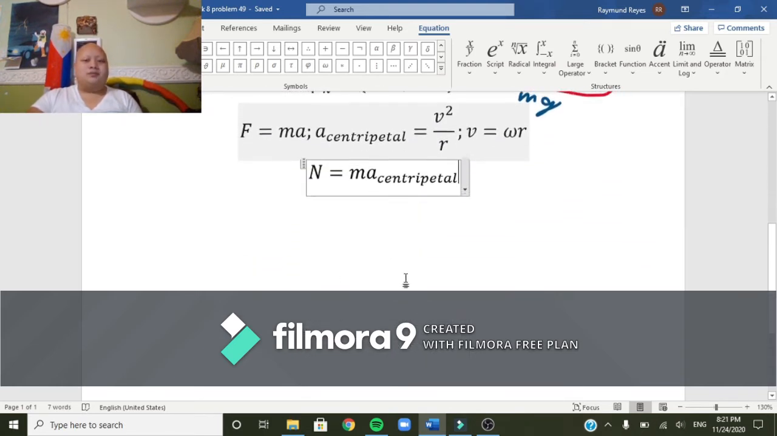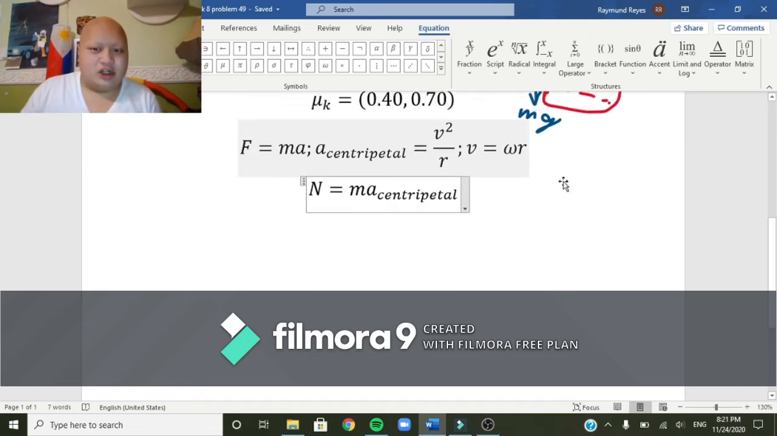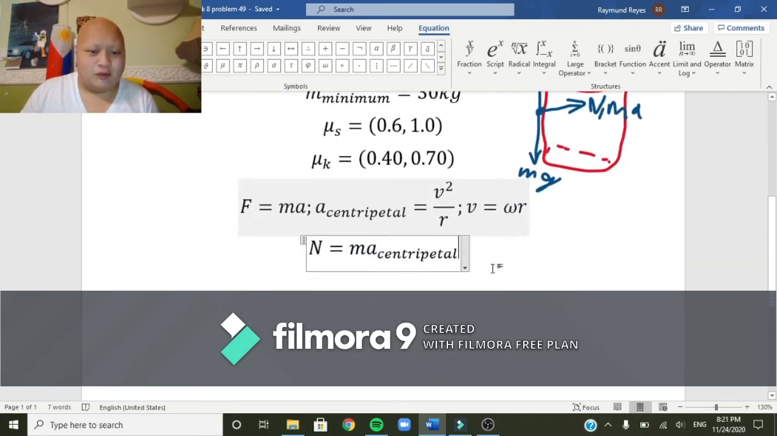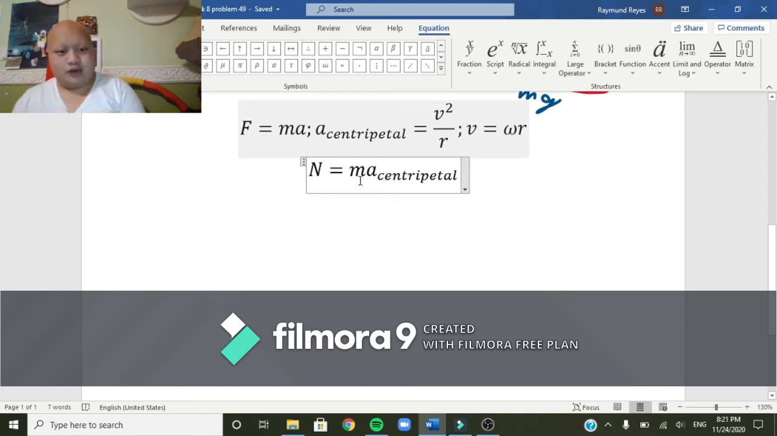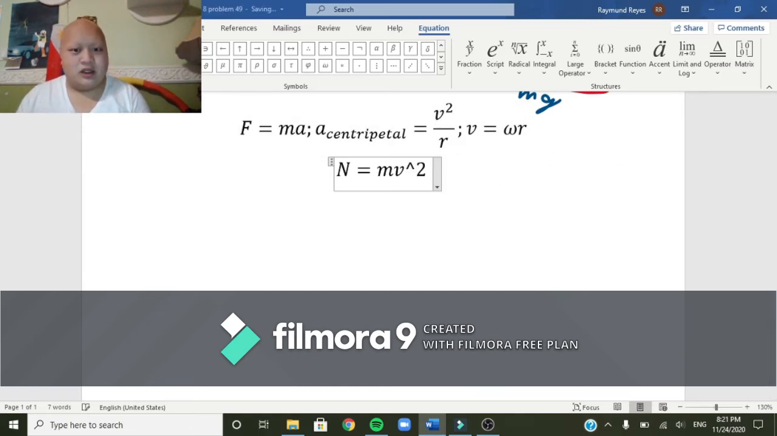So as you can see, let's get the horizontal first, because again, friction needs normal force. So we set normal force equal to mass times acceleration, and since it's going in a circle, there's centripetal acceleration. So we can plug in v squared over r for a, and this is what we get. But then we're looking for angular velocity.